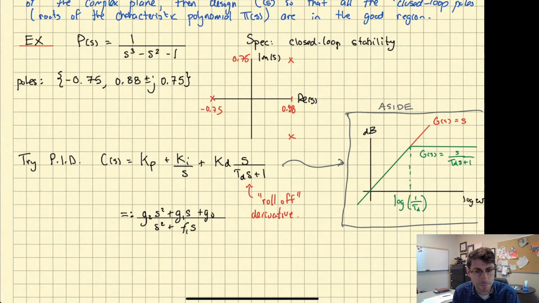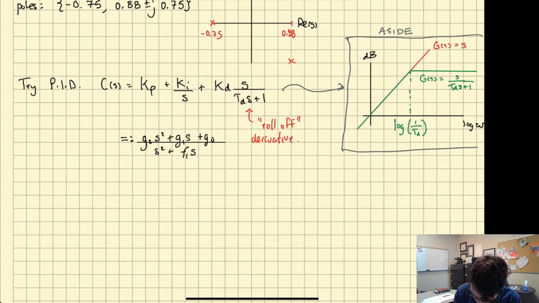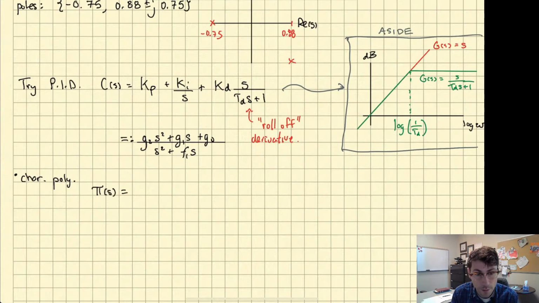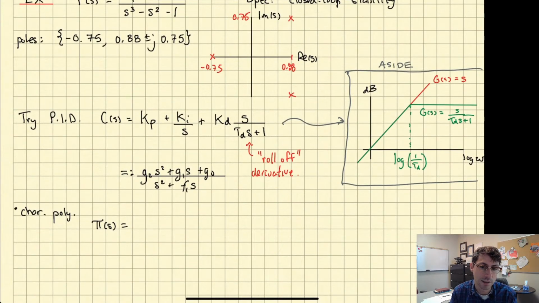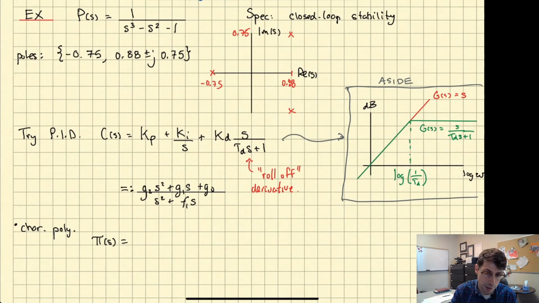In any case, the idea here then again is I want to see if this PID controller can stabilize the plant. So let's check the characteristic polynomial. Okay, so there's the plant. So it's going to be the denominator of the plant times the denominator of the controller plus the numerator of the plant times the numerator of the controller. If you do all that, you get a messy expression, but let's write it down. So nothing fancy going on here.